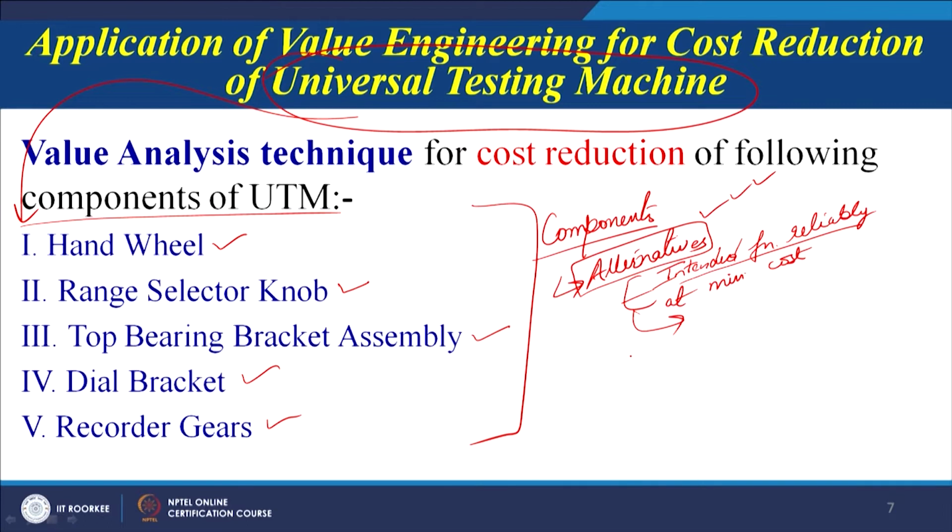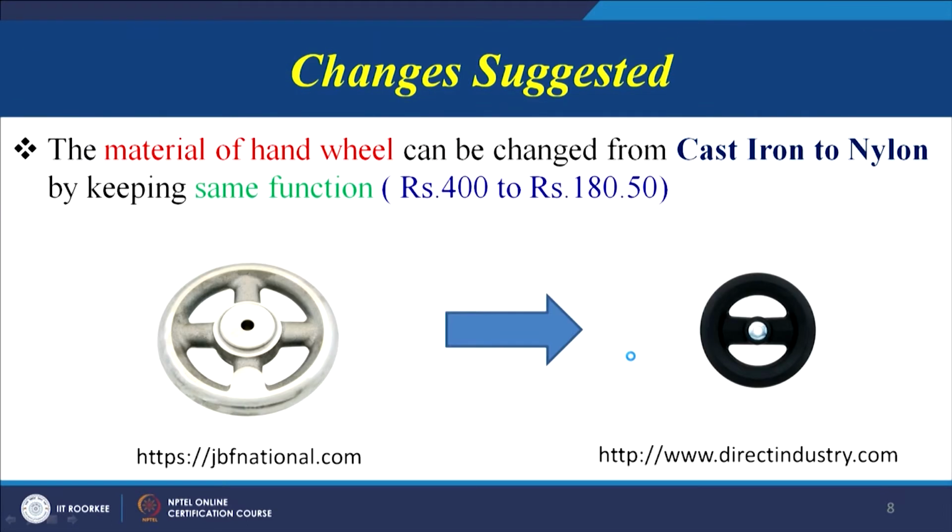Now let us take one by one. The material of the hand wheel can be changed from cast iron to nylon. This change from cast iron to nylon must not affect the performance. If we are doing the value engineering, it must not affect the reliability of performance. It must not affect the quality of the product. It must not affect the serviceability.